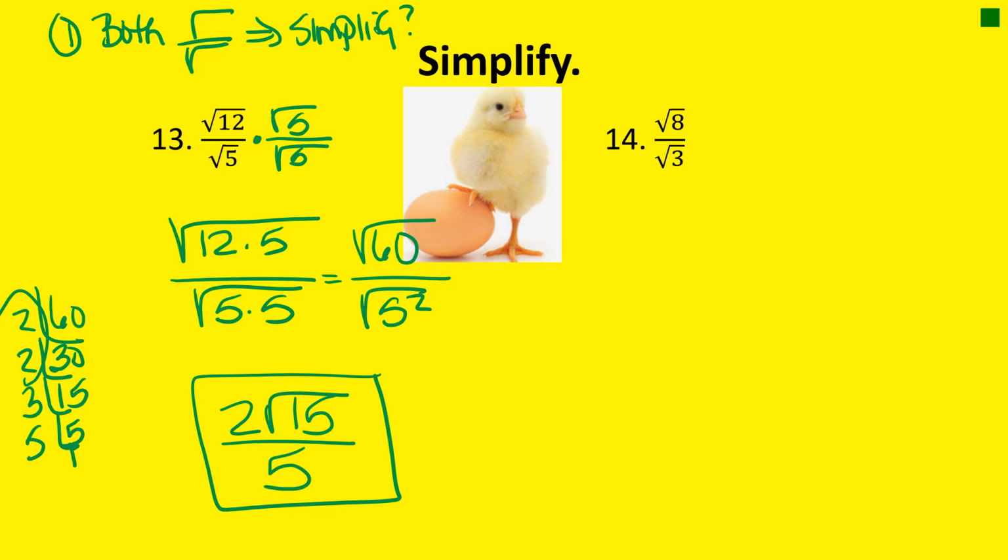So we're going to do a few more. Got a radical in the denominator, so I have to do what's called rationalizing. I do that by multiplying by the square root of 3 over the square root of 3.